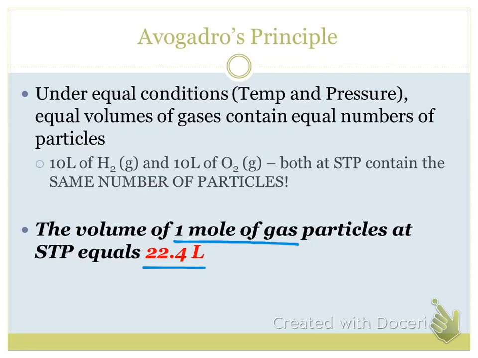Oof, backwards. Okay, so this is a conversion factor that you'll use a lot. 1 mole equals 22.4 liters. So it's with any substance, with any molecule, whatever it is. Our example says 10 liters of hydrogen gas and 10 liters of oxygen gas, both at STP, contain the same number of particles. That would be the same for any other gas particle.